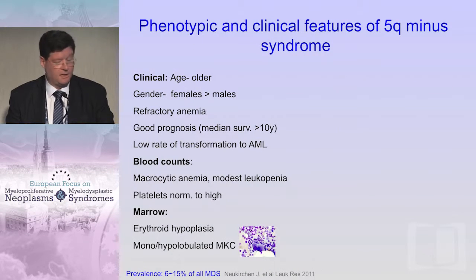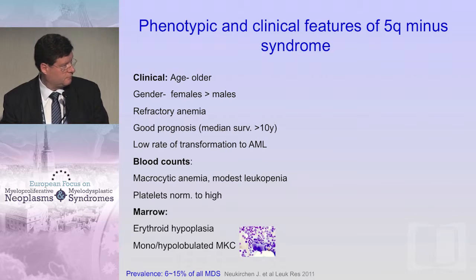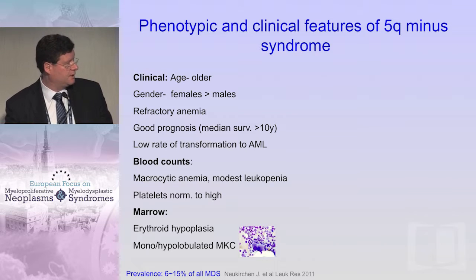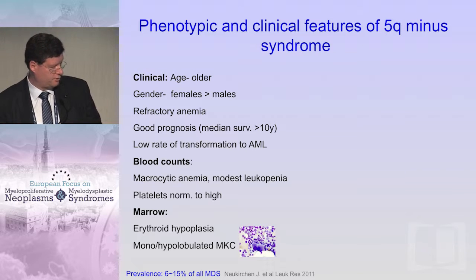This is the karyotype of a patient 12 years ago. She's still alive and in treatment. So the morphology is, where is the arrow? All right. Yes, I found it. So the morphology is typical.